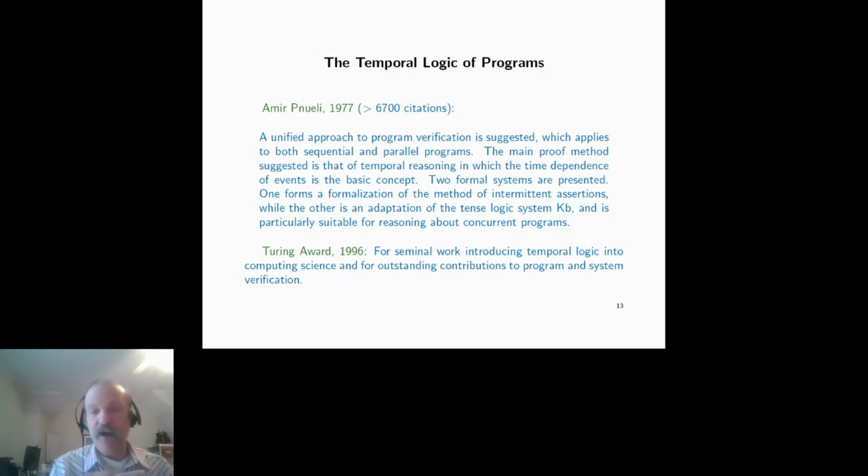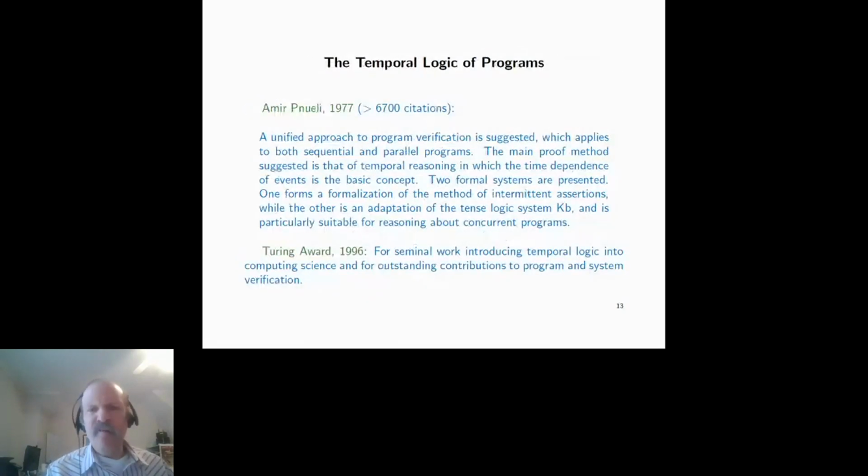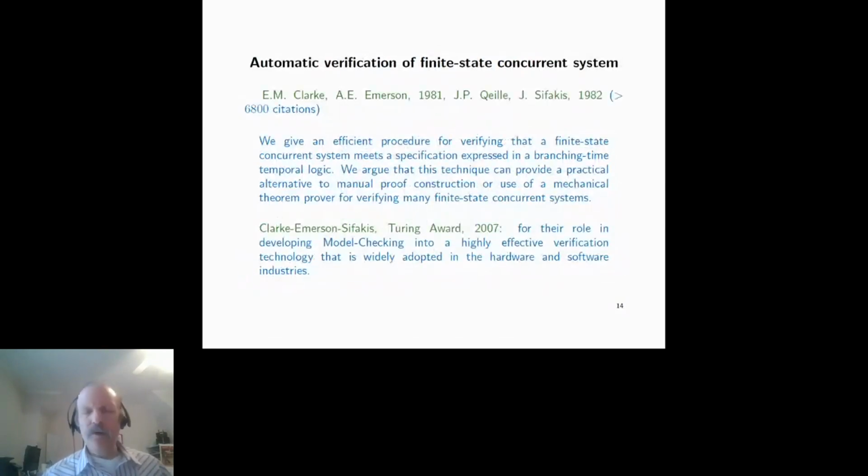In this case, he got a Turing Award for his seminal work introducing temporal logic into computing science, for outstanding contribution to program and system verification. So very explicitly, his Turing Award was for program verification. I wrote the nomination letter, so I know exactly what it was about. But Pnueli's work would not have been recognized as such a significant contribution if it had not been followed by the model checking contribution.